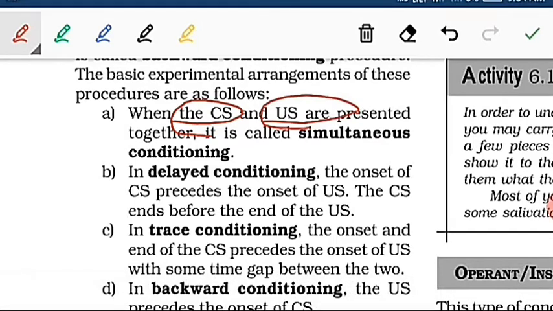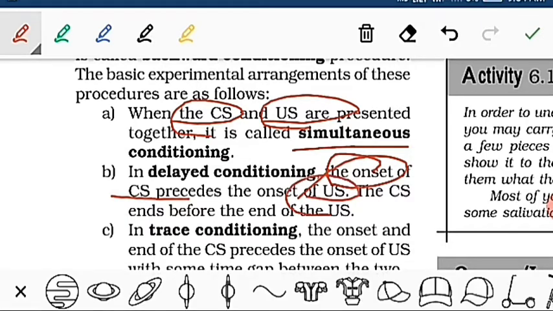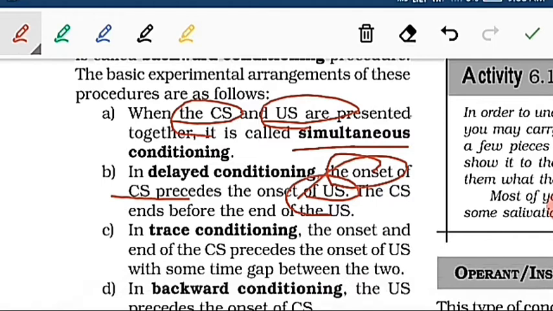When we are producing them at the same time, it is known as simultaneous conditioning. After that, another one is delayed conditioning. Onset means the beginning of something. When we start giving the conditioned stimulus, after that we give the unconditioned stimulus. Unlike simultaneous conditioning, we are not giving them together. Here we are preceding them. What is preceding? After the CS we give the US.